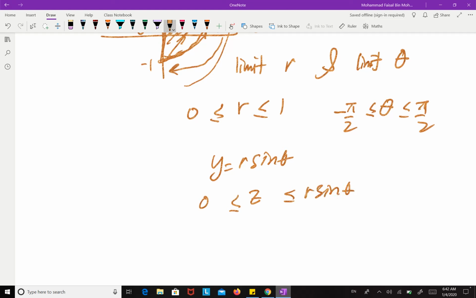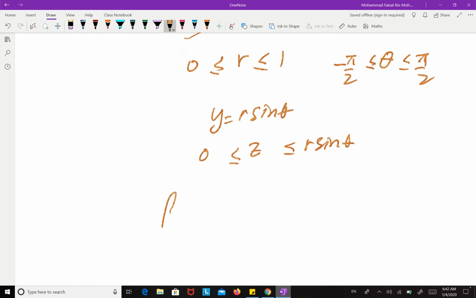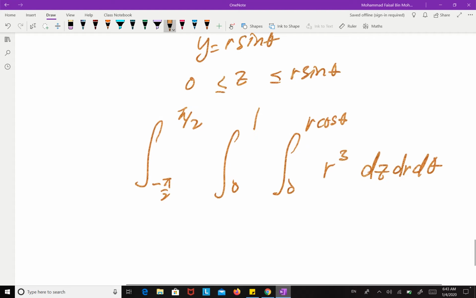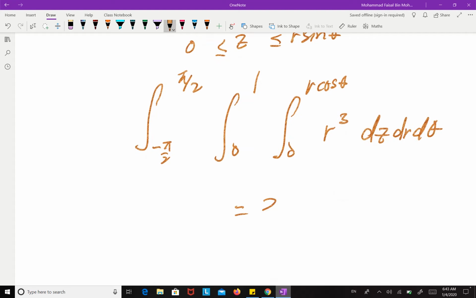Our purpose is we want to change the rectangular or non-rectangular coordinate to polar coordinate via the cylindrical coordinate. So your integral now is negative pi over 2 to pi over 2, your radius is 0 to 1, and z is 0 to r cos theta, r cubed dz dr d theta. I'm sure you can find this, and then you will get 205.